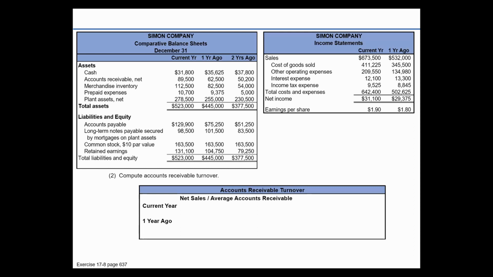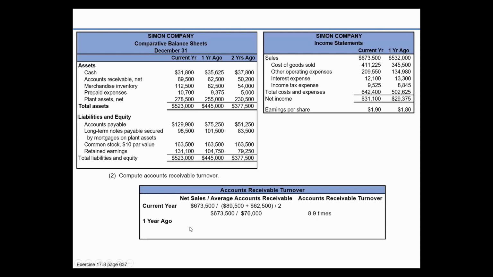Accounts receivable turnover is the net sales divided by the average of the accounts receivable. And so for the current year, we again look at our net sales at 673,500. And then to figure out our average of the accounts receivable, you're going to take the current year plus the year previous, add that together, divide by 2. So we would take 673,500 divided by 76,000. It's going to be 8.9 times.